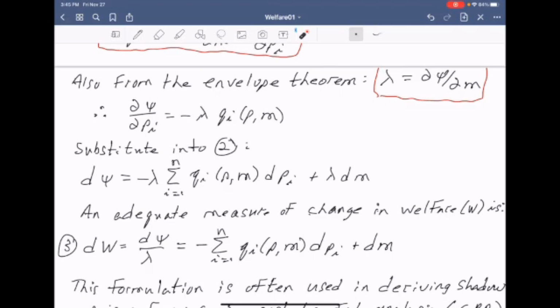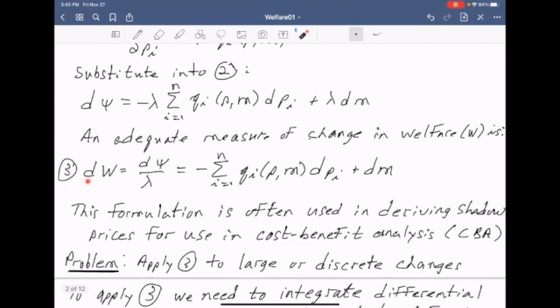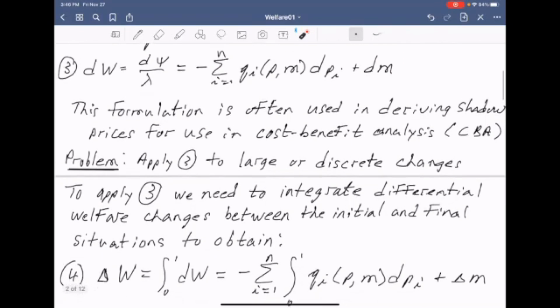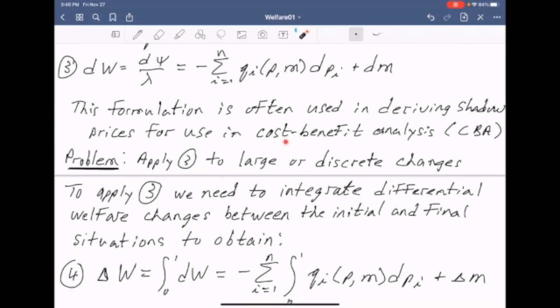An adequate welfare measure then is given by the small change in dw, which we denote as welfare, equal to a small change in the indirect utility function divided by lambda. This implies that it's equal to the Marshallian demands times the small change in their prices, summed over, with the negative sign, plus the change in income that occurs. This formulation is often used in deriving shadow prices for use in cost-benefit analysis. So equation 3 has an important function within cost-benefit analysis.